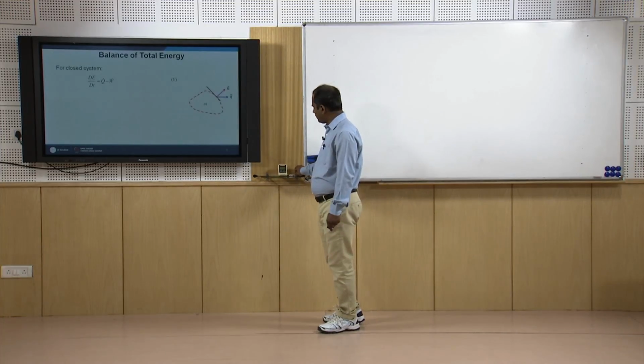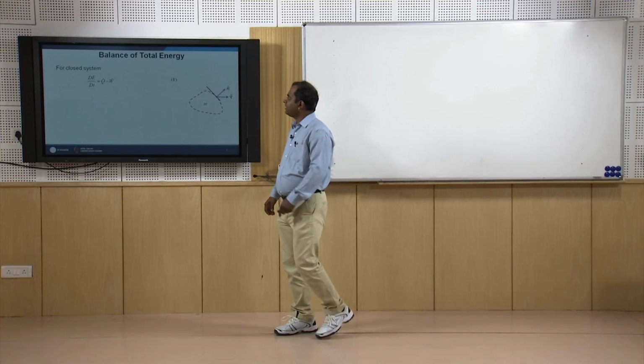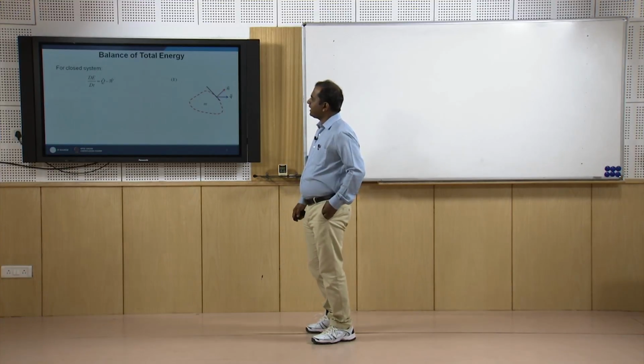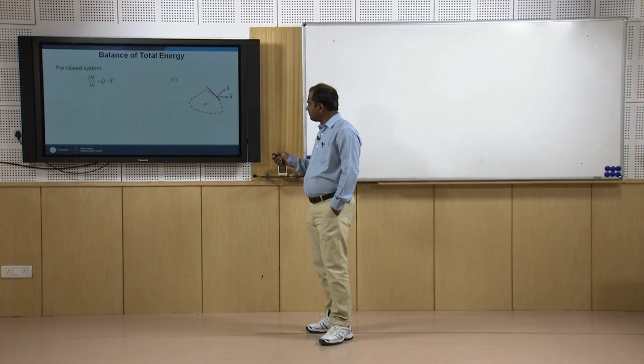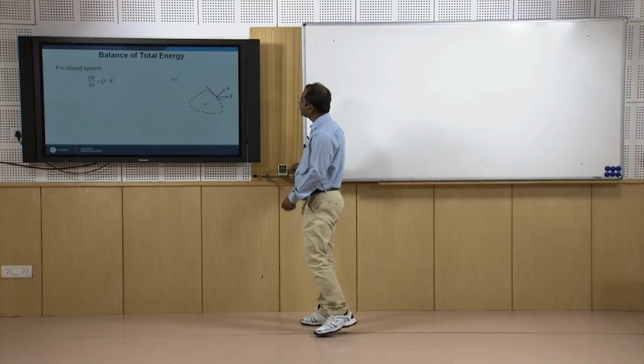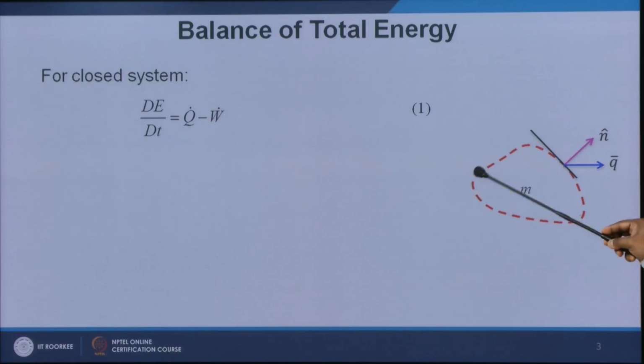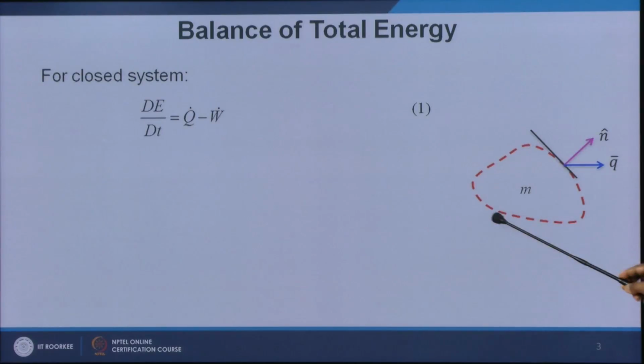To begin with, let us start with how to derive the total energy balance equation. We will start from a closed system. Here I have shown a closed system. You see this is a closed system bounded by a boundary, shown by a dotted line, and the system has mass m.